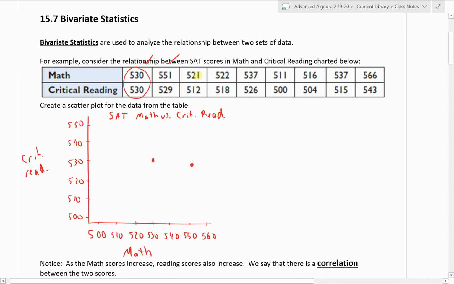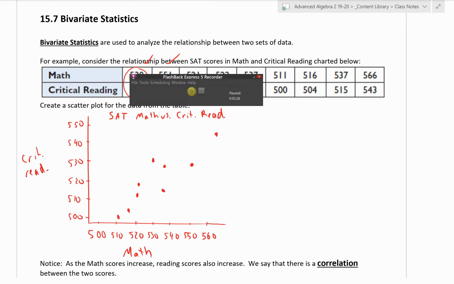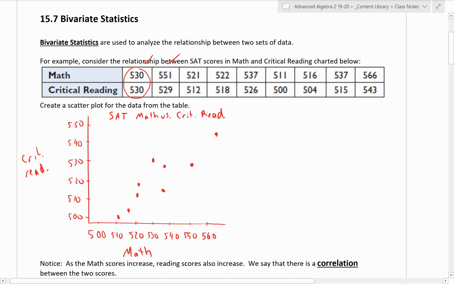So 521 in math, 512 in reading, 521, 512. And each point, or each column, is a student, and each student's going to get a point. So I'm going to go ahead and pause and plot the rest of the points. Okay, so now we have all of the points plotted, and this is our completed scatter plot. All right, there it is.